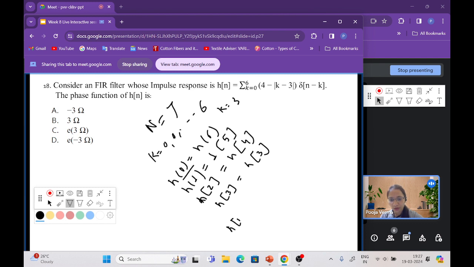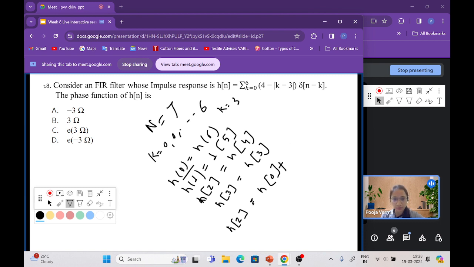So h of n, or if we are taking the z transform, we can put the k values also. We are doing both tasks similarly. So H of z is h of 0, right? We are putting k equal to 0. Here 4 minus 3, 1 only, delta to the power n minus 0, right? So it is h of 0 only.